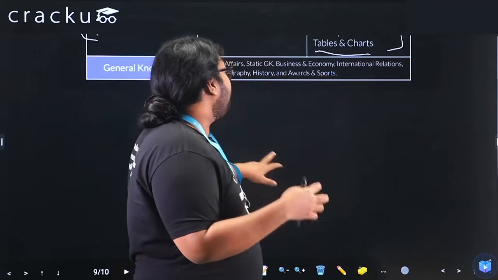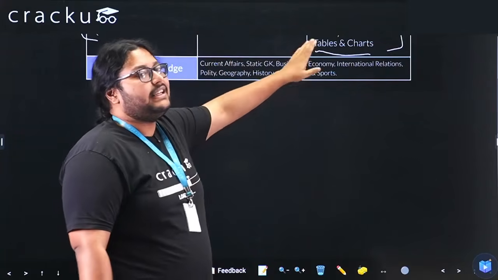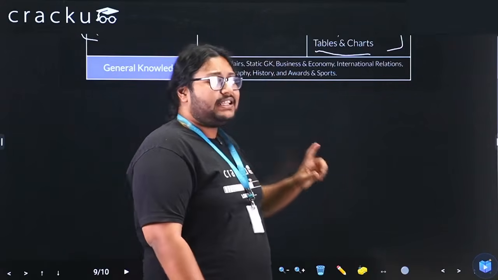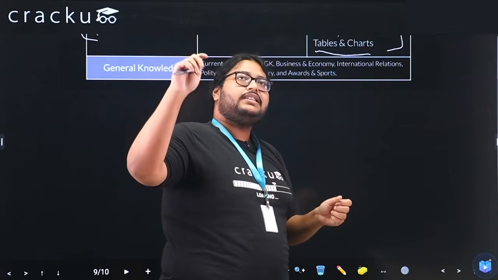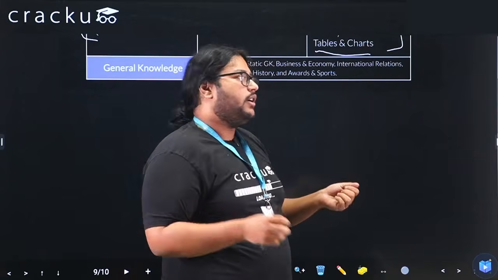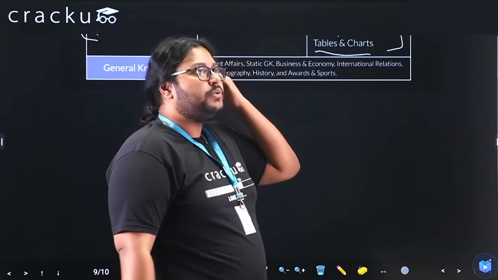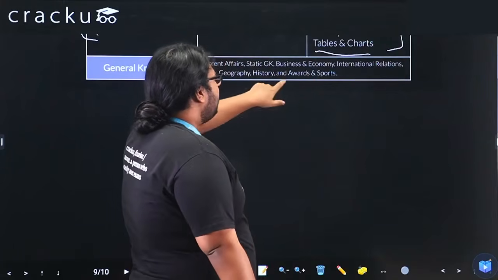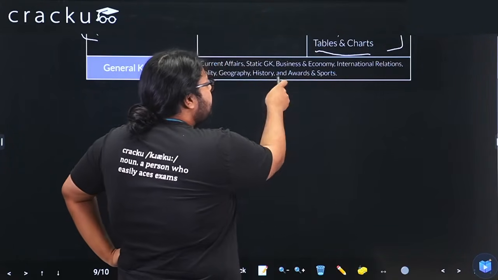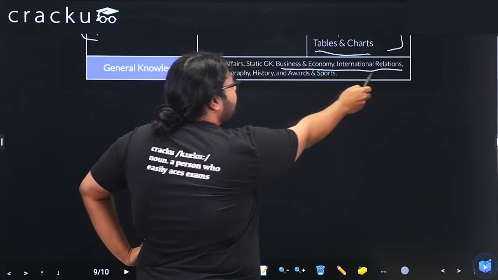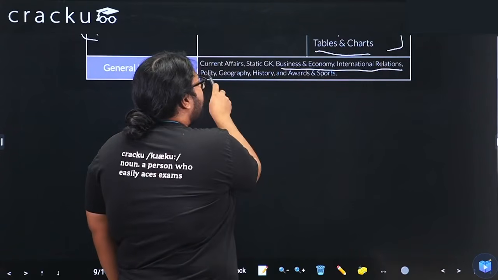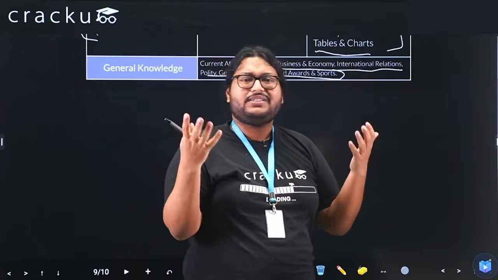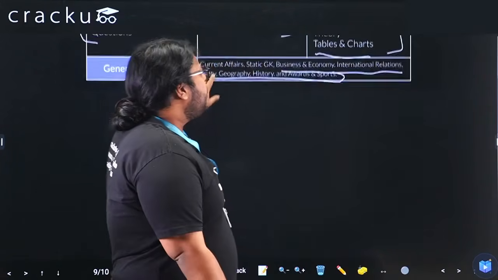And what they ask is relatively pretty standard. They'll ask you about the current affairs. They'll ask the static GK, like in which states does the Brahmaputra flow, or something like who is the first Prime Minister of India, something like that. We have questions related to business and economy, but like all news only, business and economy, international relations, polity, geography, history, and awards and sports. Pretty boilerplate, pretty standard. These are the things you actually get in exams.